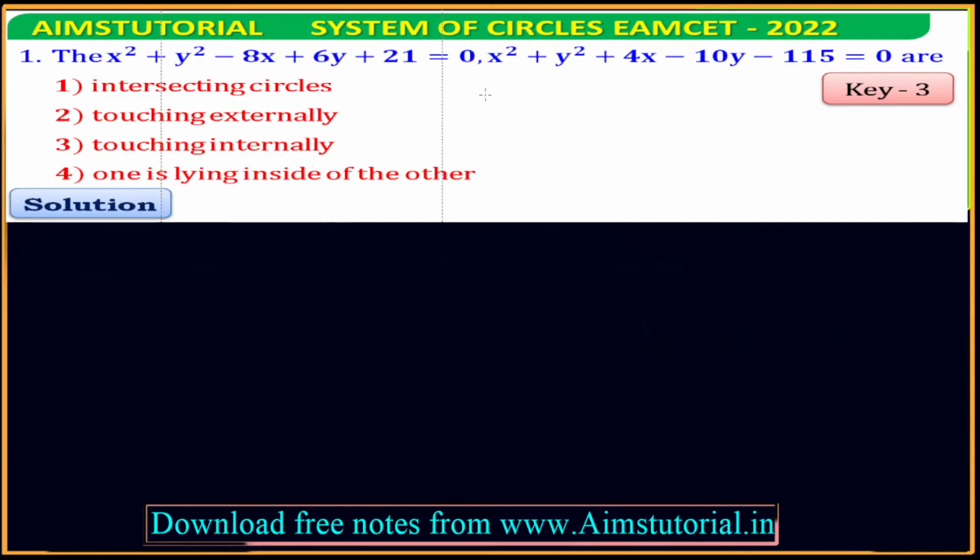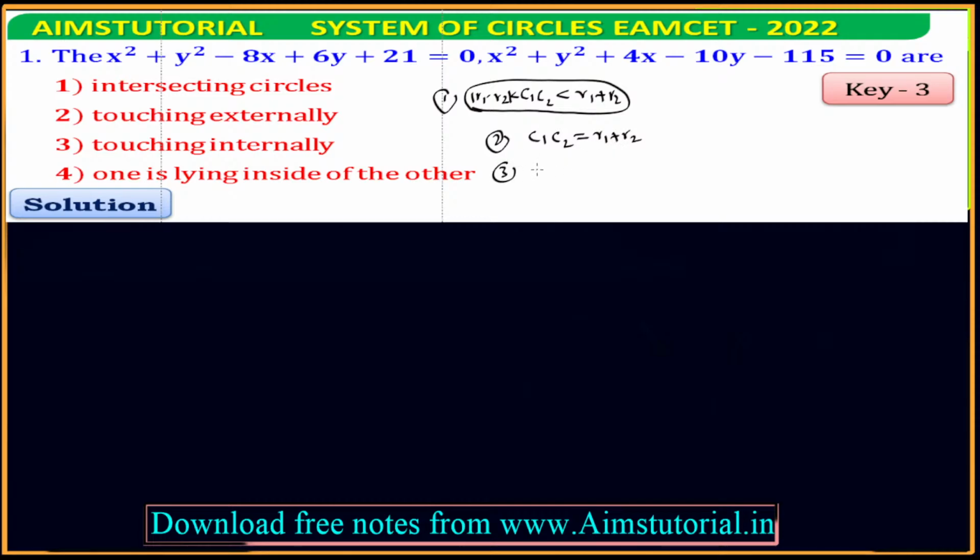For intersecting, we have to show that C1C2 lies between R1 plus R2 and R1 minus R2. First condition: if C1C2 lies between R1 minus R2 and R1 plus R2, the given two circles intersect each other. For the second, touching externally, we have to show that C1C2 equals R1 plus R2.